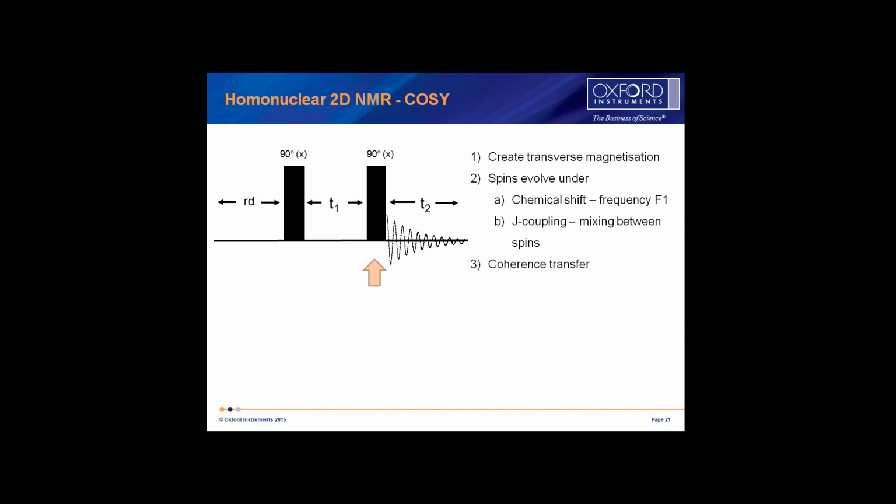A second 90-degree pulse causes transfer of the magnetization from one spin to another, and the final time period allows the spins to evolve with their new frequency. Finally, we rinse and repeat, starting the experiment again, but this time incrementing the T1.